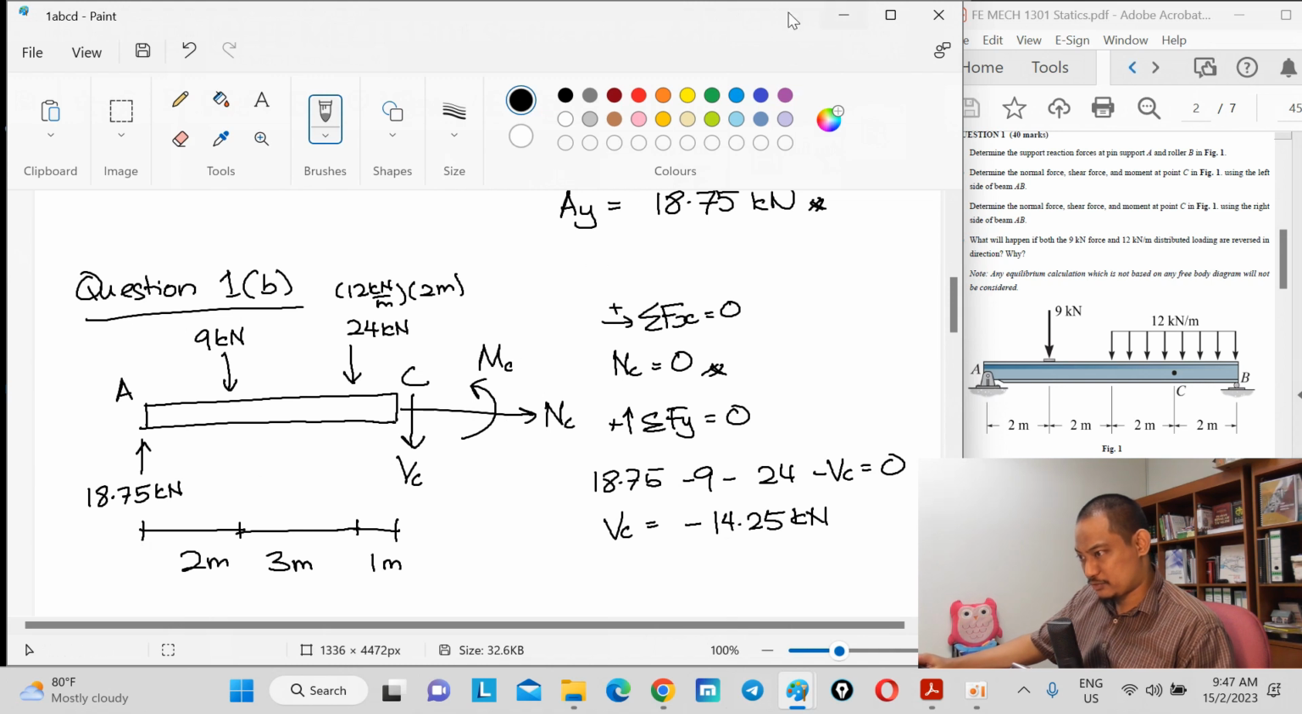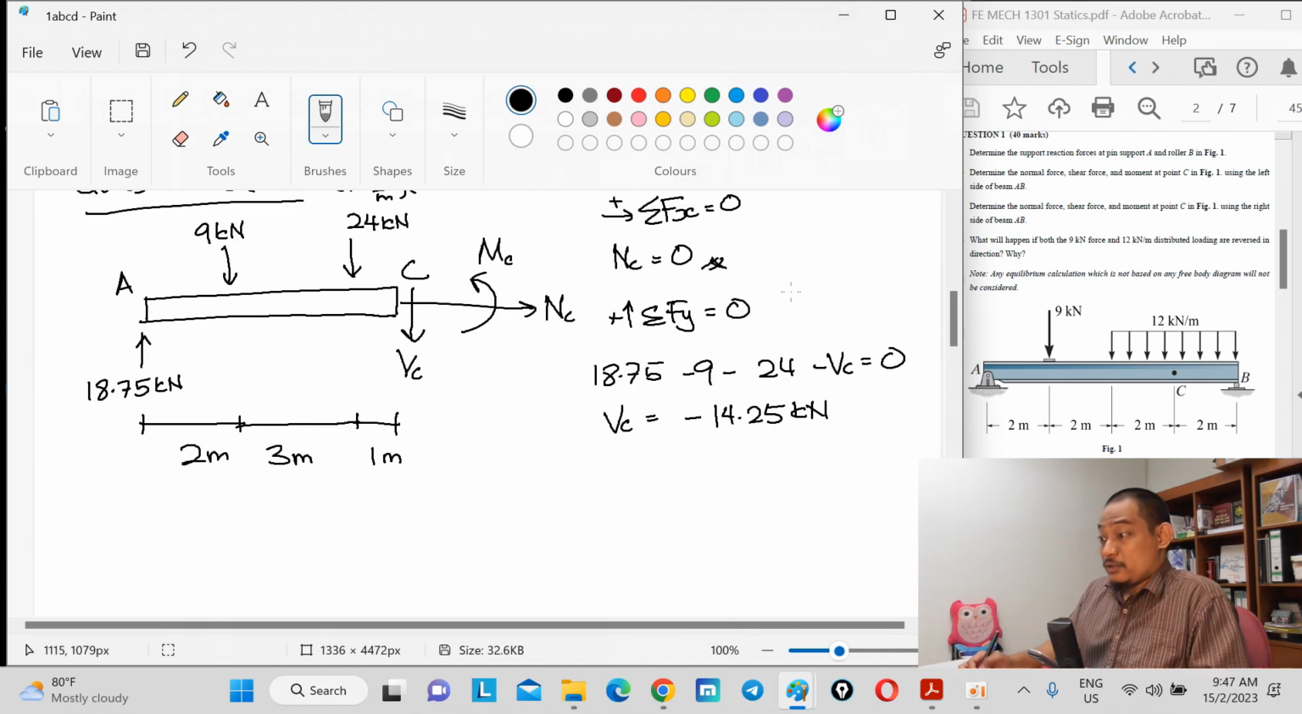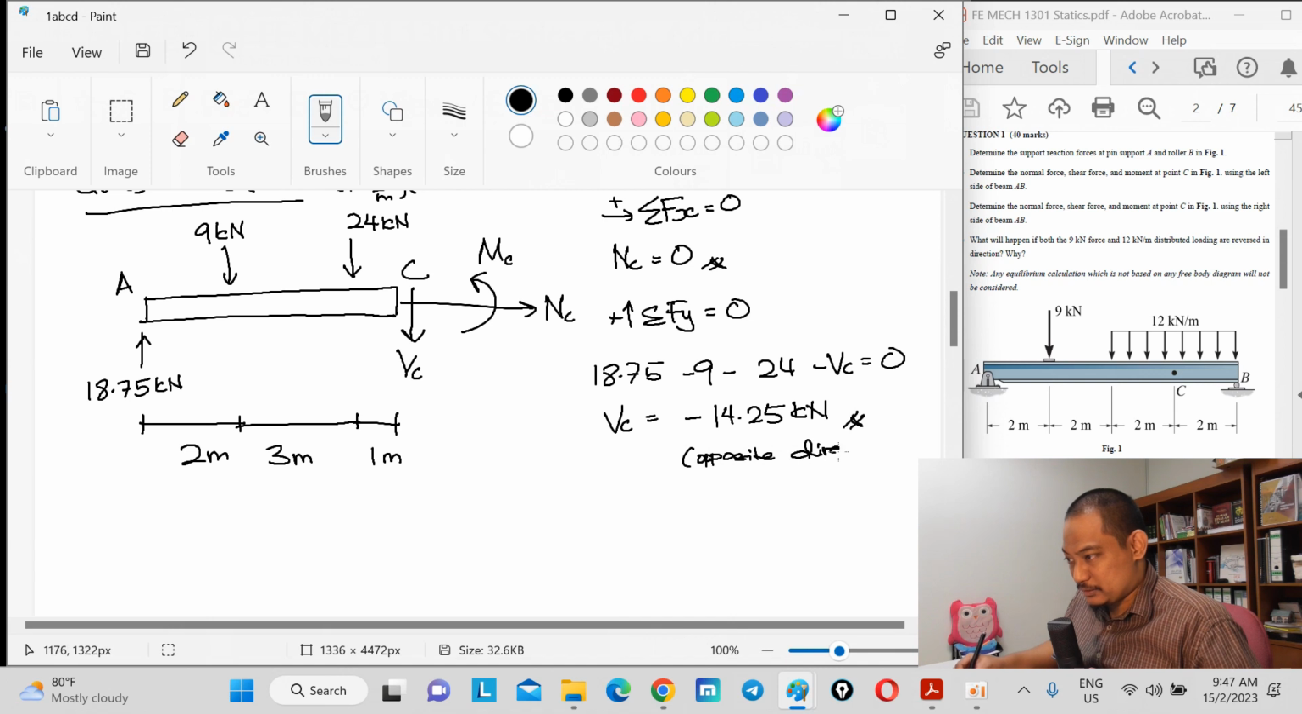So that's the answer. Negative meaning opposite direction, opposite of the one that we drew, which is the convention there.